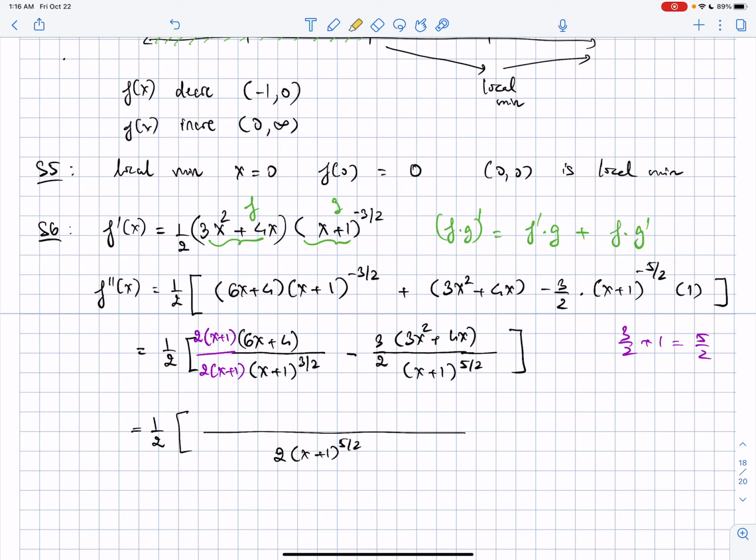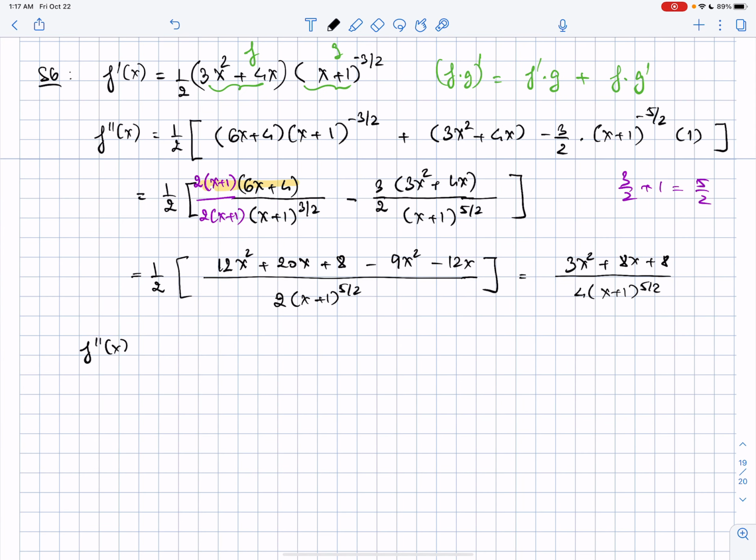Now we multiply this all together. So we will get 12x squared plus 20x plus 8 minus 9x squared minus 12x. And then we simplify this. We will get 3x squared plus 8x plus 8.